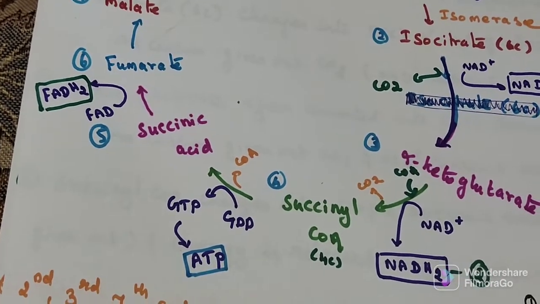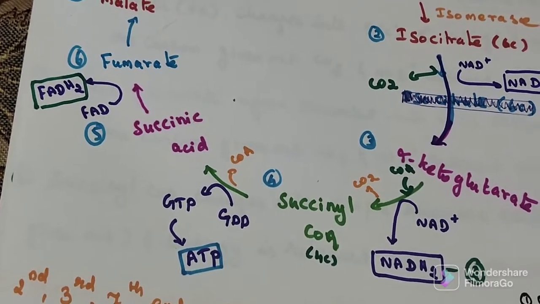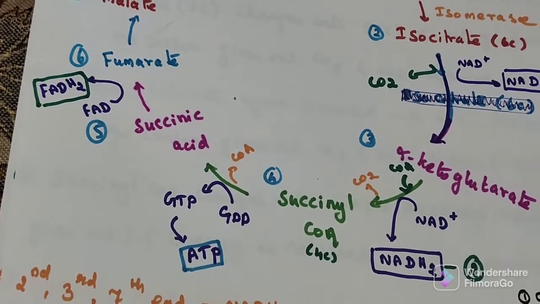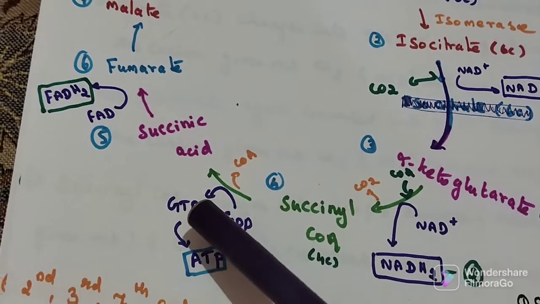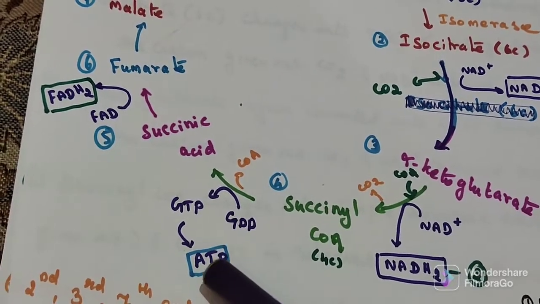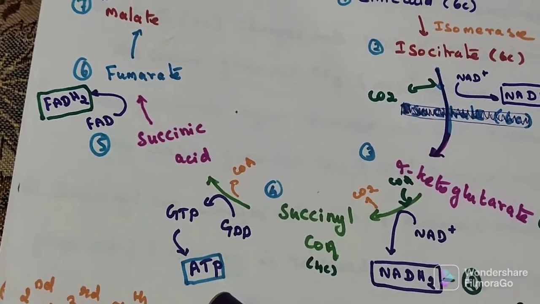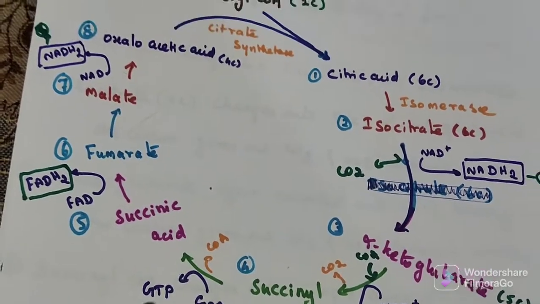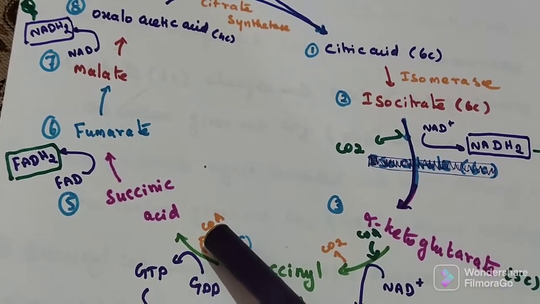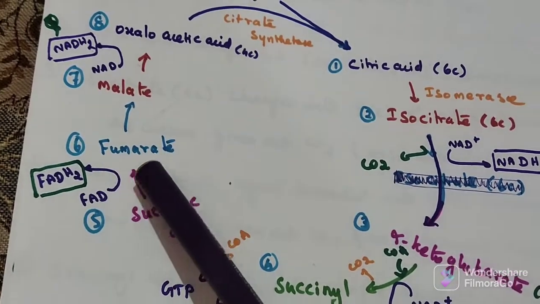In this reaction some energy is released. This energy is used to convert GDP to GTP. Then ultimately this GTP gives one ATP molecule. Then for this succinic acid, coenzyme A is given up. Succinic acid is converted into fumarate.